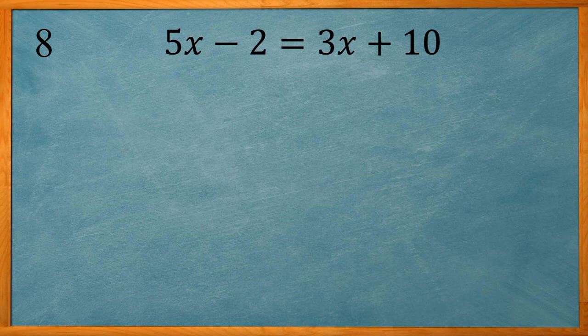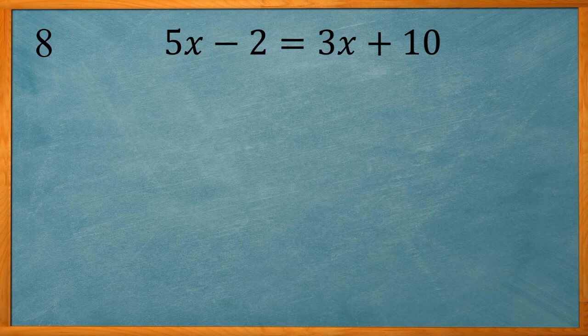So this one looks like a two-step problem, but I have two x terms in the equation. So when you see that, you want to get it to have one x term. So I need to combine the x terms together. So what I'm going to do is take the smaller of the two. 3x is smaller than 5x. I'm going to get rid of that from that side.